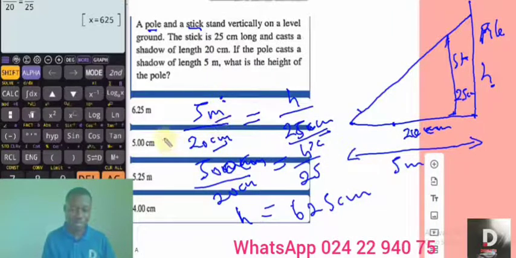So let's look at the answers. This is the only one that can be the possible answer. Can you see? That's it. 625 centimeters, and he has written it 6.25 centimeters. Why is it so? He has converted the answer from centimeters back to what? Meters. So from centimeters to meters, what is the conversion unit? 100. So you divide here by what? 100. That's what it means.